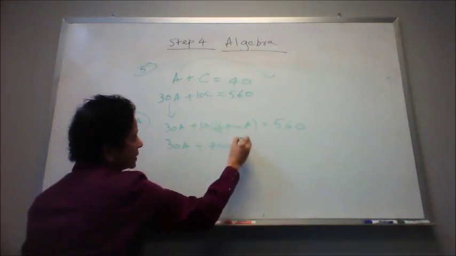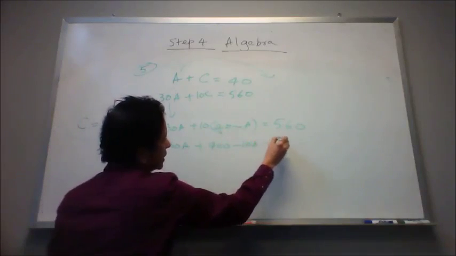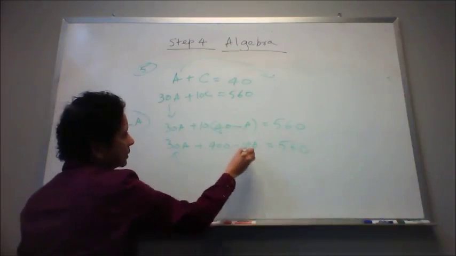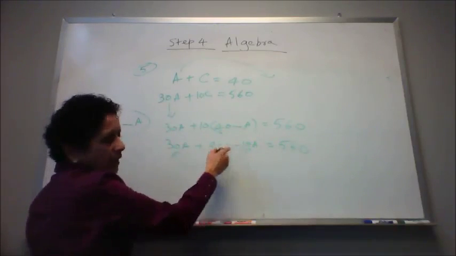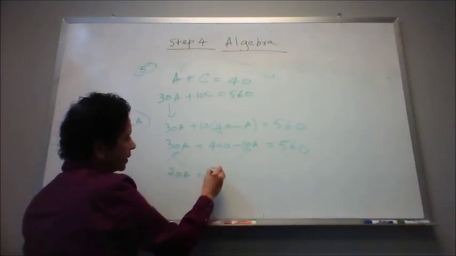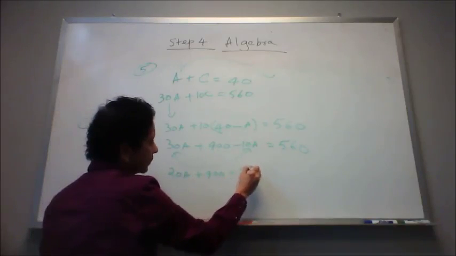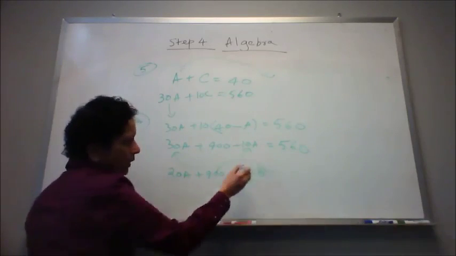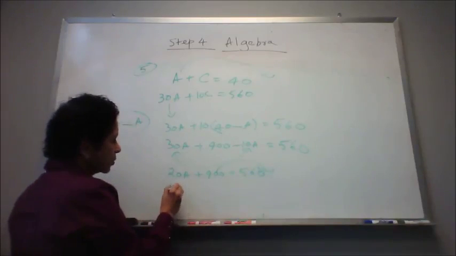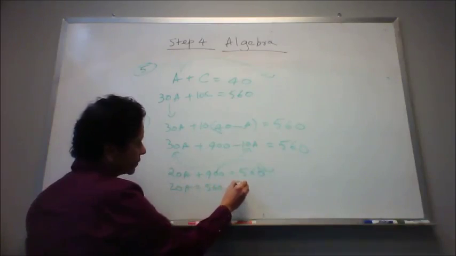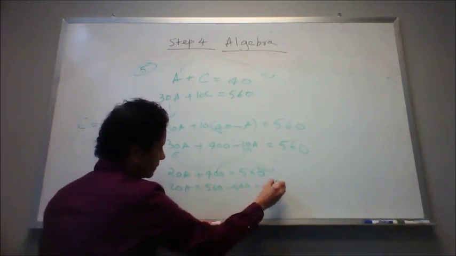So now I can simplify: 30A, and then 10 times 40, 400. 10 times A, that's minus 10A, that's 560. Then I need to combine the two A's. 30 minus 10, that's 20A, plus 400 equals 560. So now I don't want the 400 here, I want to get rid of it to the other side. So 20A equals 560 minus 400, that's 160.